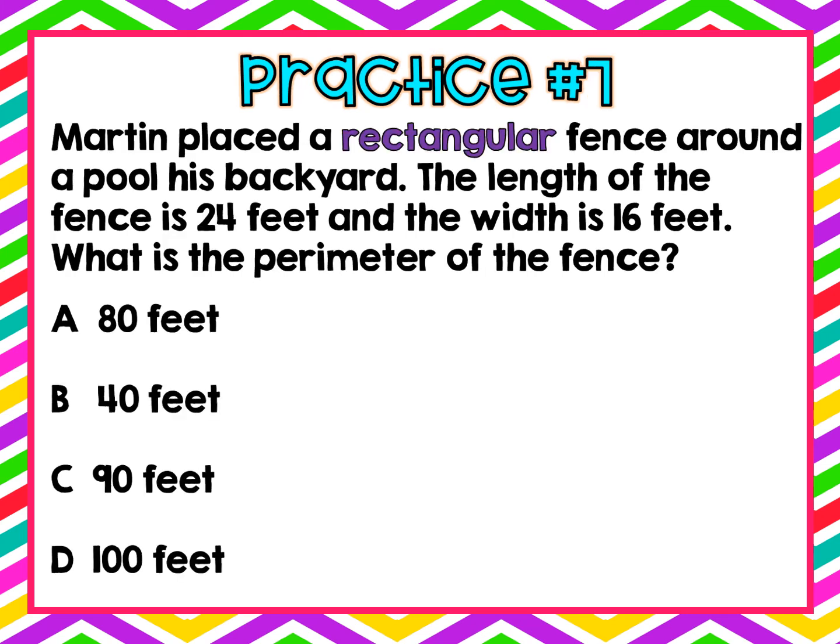Practice number 7. Martin placed a rectangular fence around the pool in his backyard. The length of the fence is 24 feet and the width is 16 feet. What is the perimeter of the fence? You have 45 seconds to answer this question. Go!